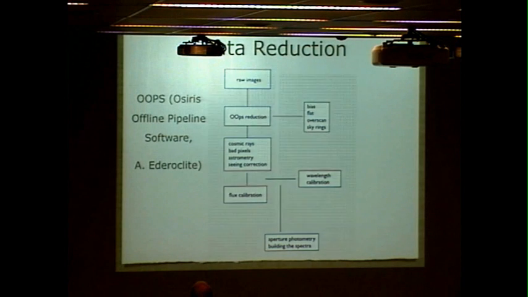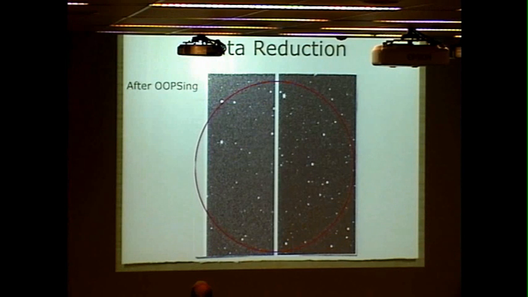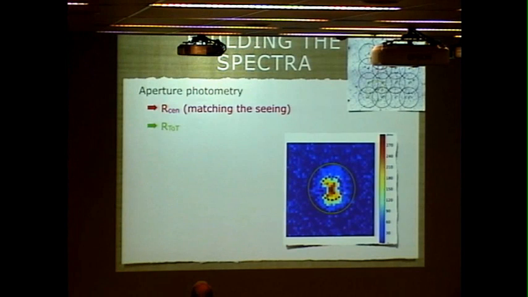And after it goes through the pipeline, we get a nice looking image like this, and we're ready to do photometry. So we do aperture photometry by using a central aperture in red and a total aperture which encompasses the whole extent of the galaxy. We used the measurements from HST and Combo 17, where they've run GalFit on it.